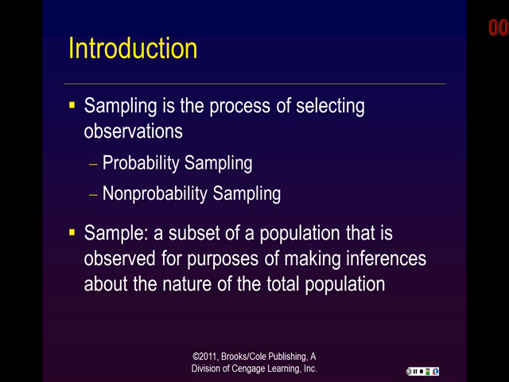When we talk about research sampling, we have two broad types, probability sampling and non-probability sampling. Both of these sampling techniques have the same thing in mind, to select a subset of a population for the purpose of making inferences about that total population.